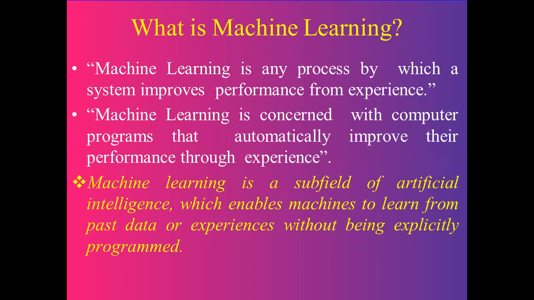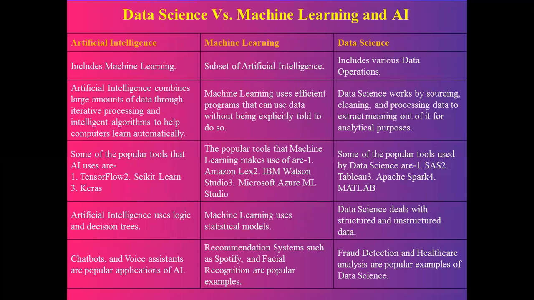Now we will see the difference between data science, machine learning, and artificial intelligence. Artificial intelligence includes machine learning; machine learning is a subset of artificial intelligence. Data science includes various data operations. We perform different actions on structured or unstructured data and analyze that data. We will see that in the next part.